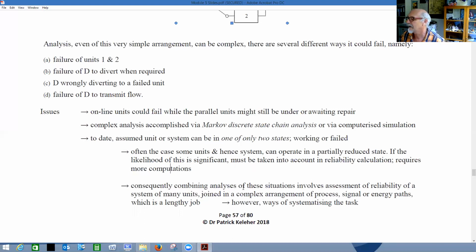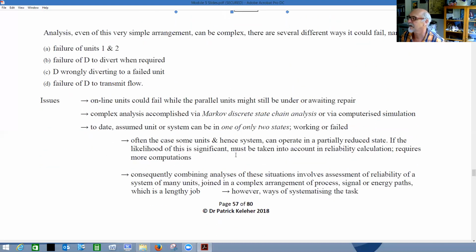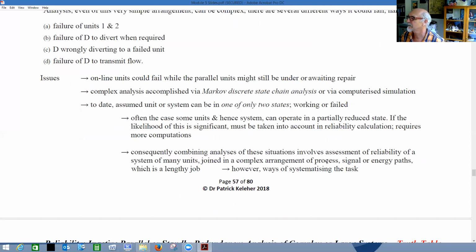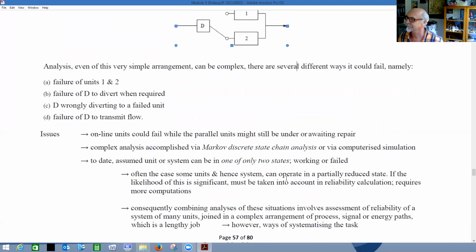Consequently, combining the analysis of these situations involves the assessment of the reliability of a system of many units, not just these. I mean, that's only part of a system, so what about everything else? Joined in a complex arrangement of processes, signal or energy paths, which obviously is a very lengthy job. However, there are ways of systemizing the task and computerizing them. So we're only looking at one small part. There can be other units over here, for argument's sake. All right, and again, the Markov discrete state chain analysis.